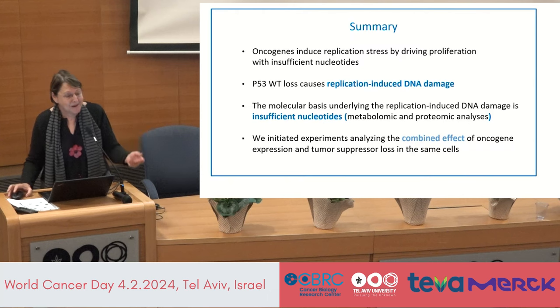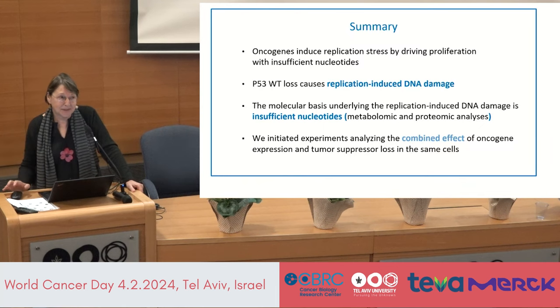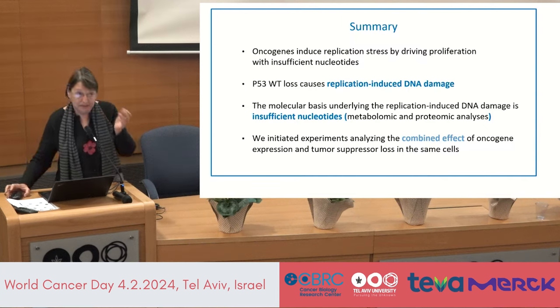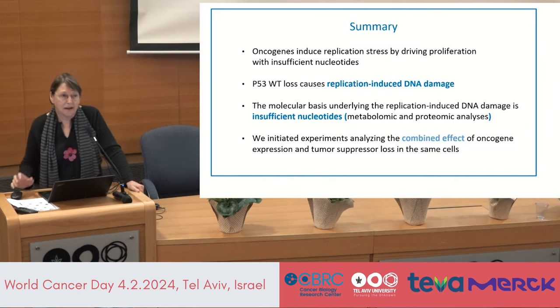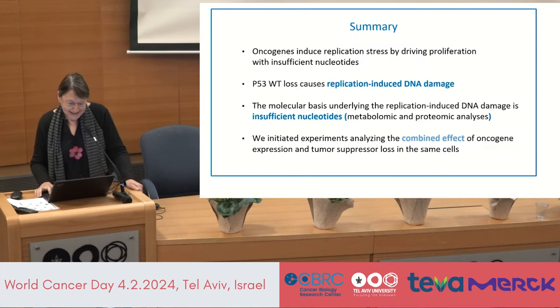And this is a collaboration with Uri Ben David, who is here. And we have a very nice system that Uri's group generated. This time it's not a fibroblast, but epithelial cells from breast cancer, with an oncogene expressed, many oncogenes, with and without p53 loss. So we'll see what we are getting.